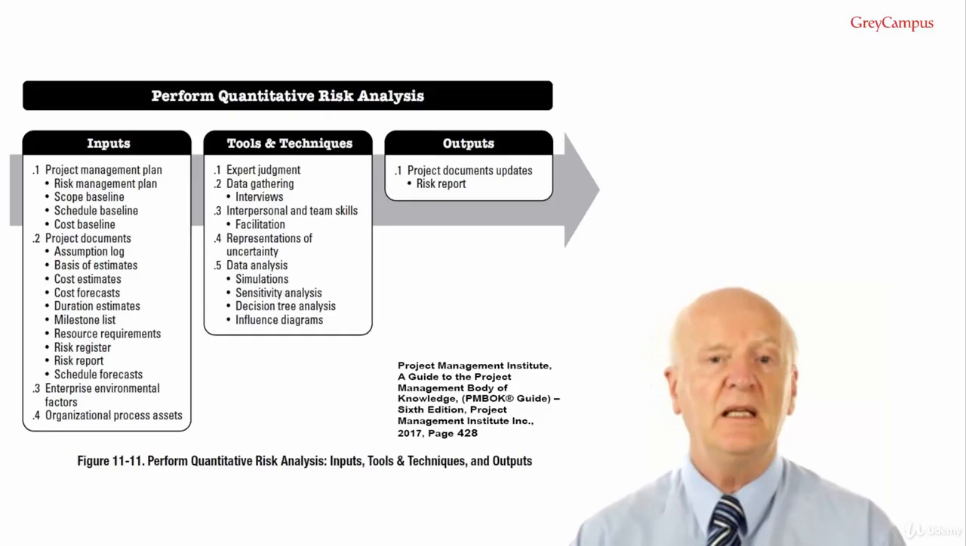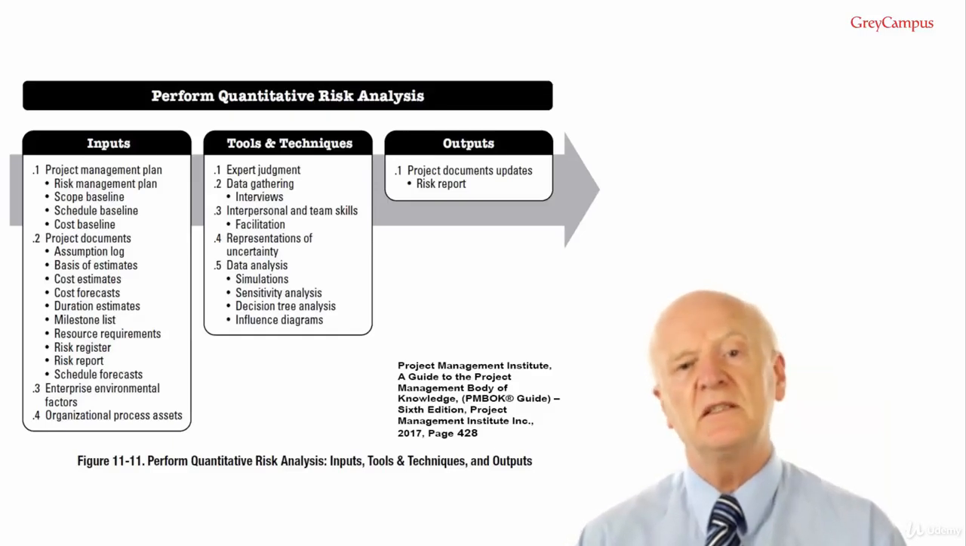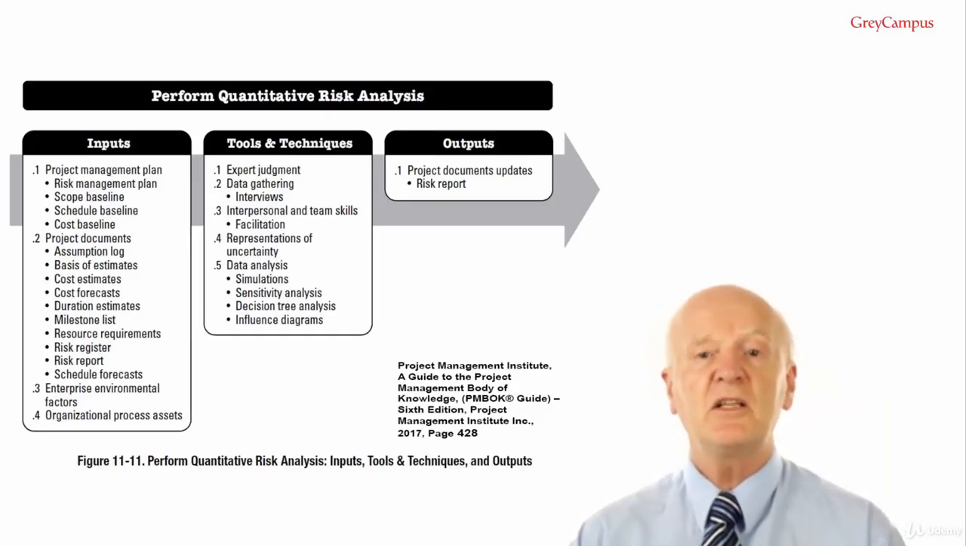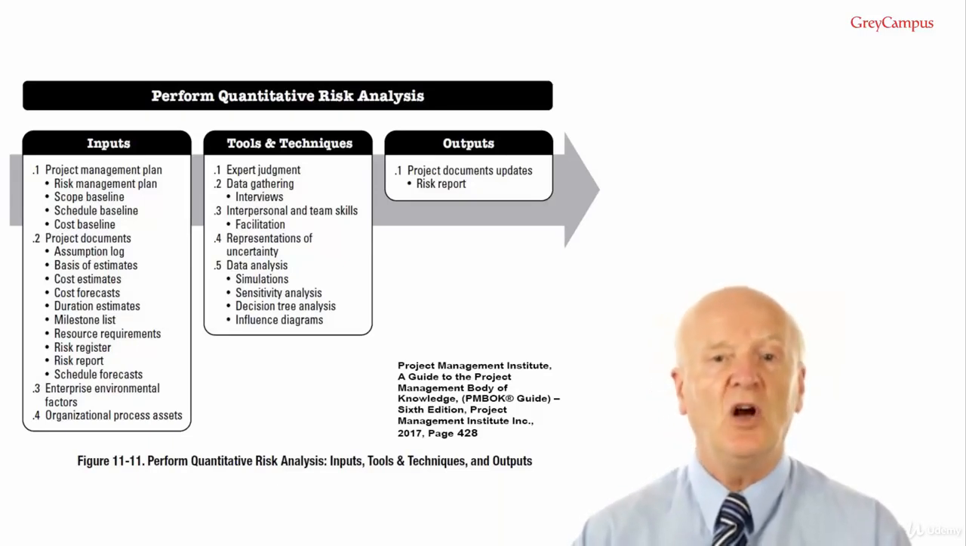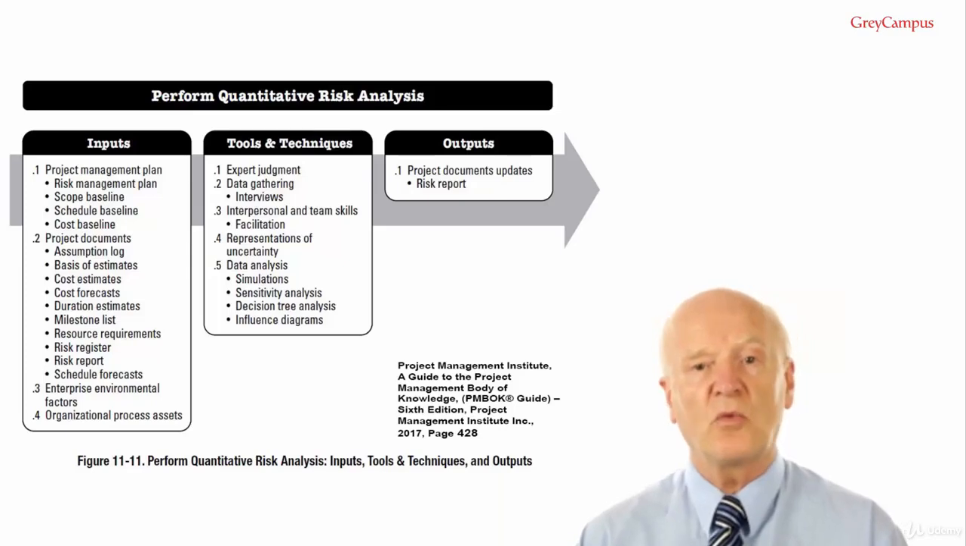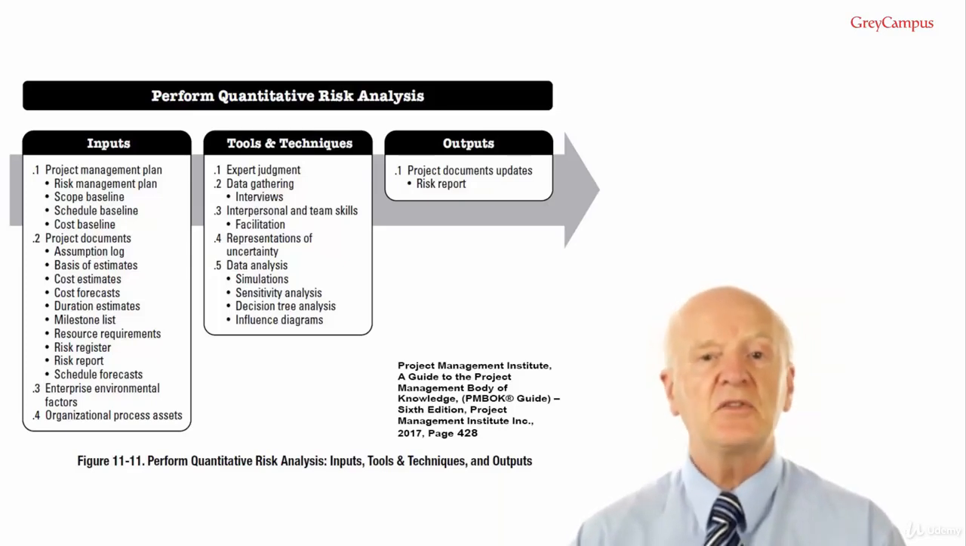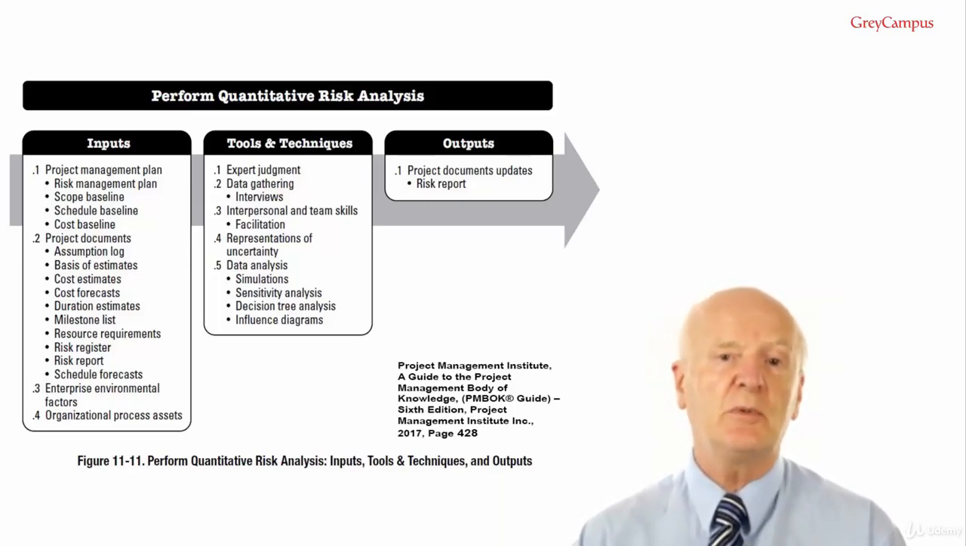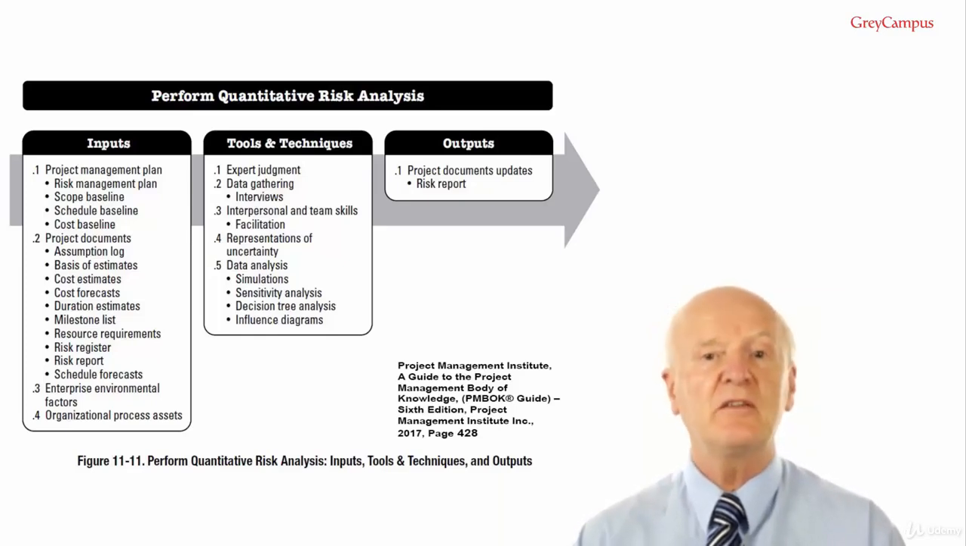Perform quantitative risk analysis inputs. Number 1, project management plan. The components that we're interested in for this process are the risk management plan, naturally enough. The risk management plan specifies whether quantitative risk analysis is required for the project. It also details the resources available for the analysis and the expected frequency of the analyses.